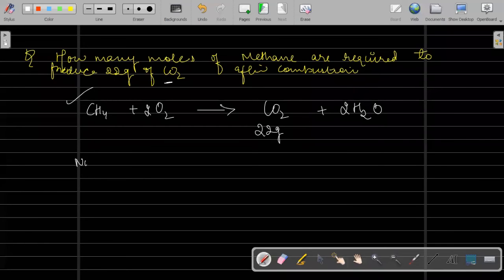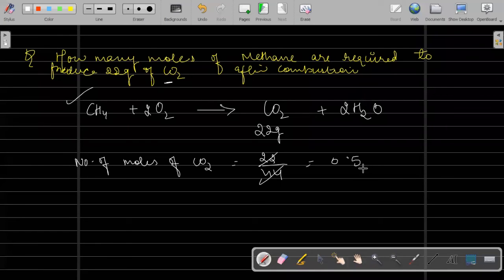So the number of moles of CO2 is what? Given mass over molar mass is 22 divided by 44. You get 0.5 mole. When we get 22 grams of CO2, that means the number of moles formed is 0.5 mole. Is it clear?